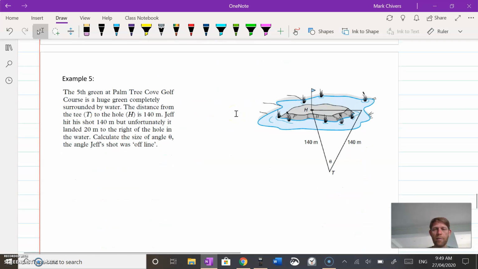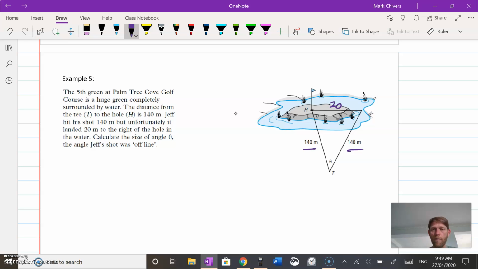I've probably got enough time to get through this one. So the 5th green at Palm Tree Cove Golf Course is a huge green completely surrounded by water. The distance from the tee to the hole is 140 metres. We've got that there. Jeff hits his shot 140 metres. That's where it's gone, but it's gone into the water. And it landed 20 metres to the right of the hole. So that's the bit that's missing off our diagram. We need to know that that's 20 metres.